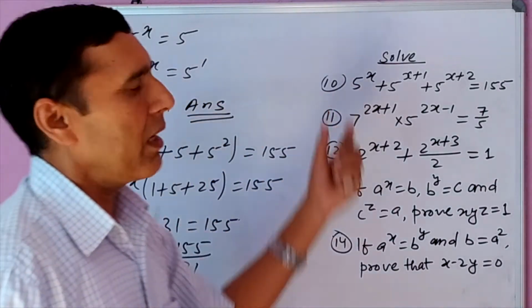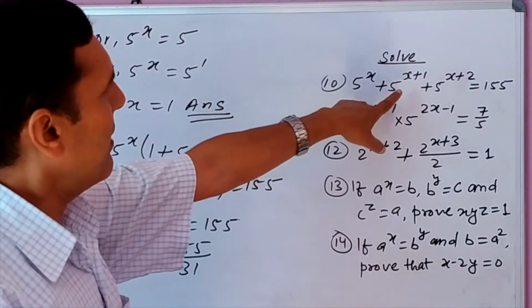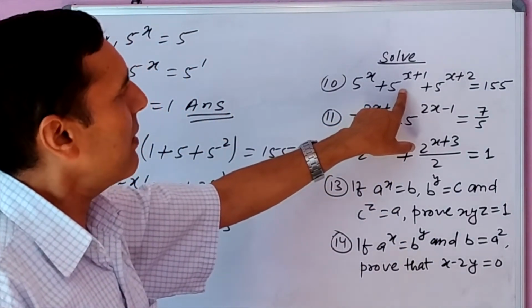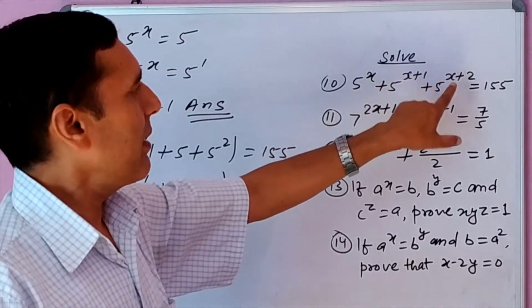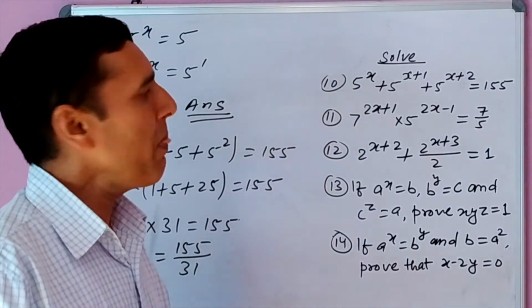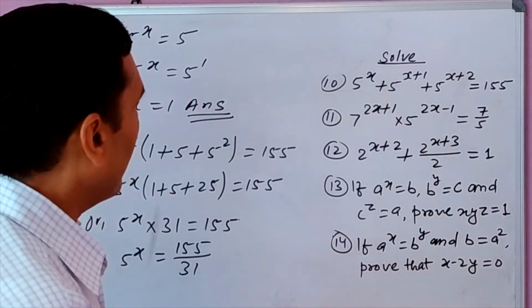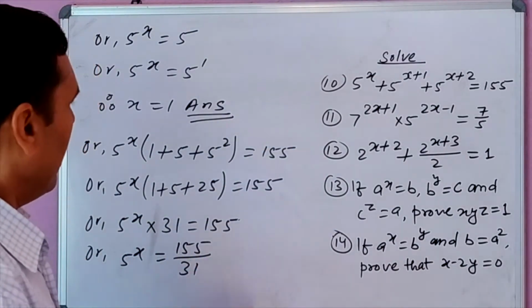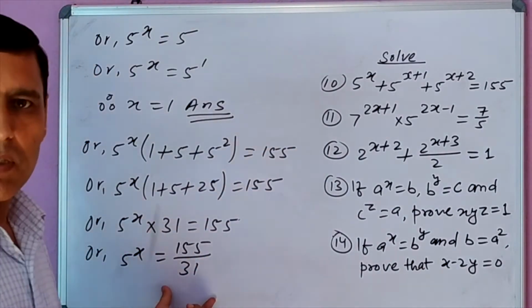So it was this question number 10. Just by separating the power of this, 5 to the power x plus 1 is 5 to the power x into 5 to the power 1. Similarly, this 5 to the power x plus 2 is 5 to the power x into 5 to the power 2. So that we can get 5 to the power x common from all three terms, and easily we could solve the equation for x.